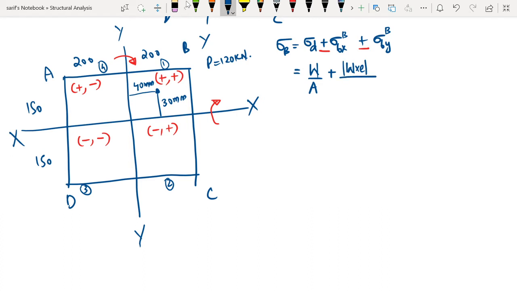divided by Ixx. Ixx means the moment of inertia about the x-axis. So that is Ixx into Ymax. Ymax is going to be the distance of the point B from the x-axis. The point B is at a distance of 150 mm from the x-axis. So into 150 mm.